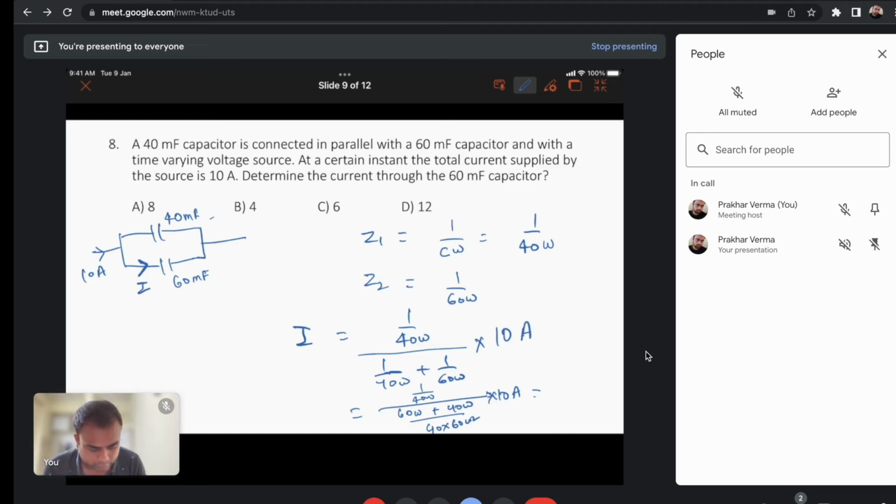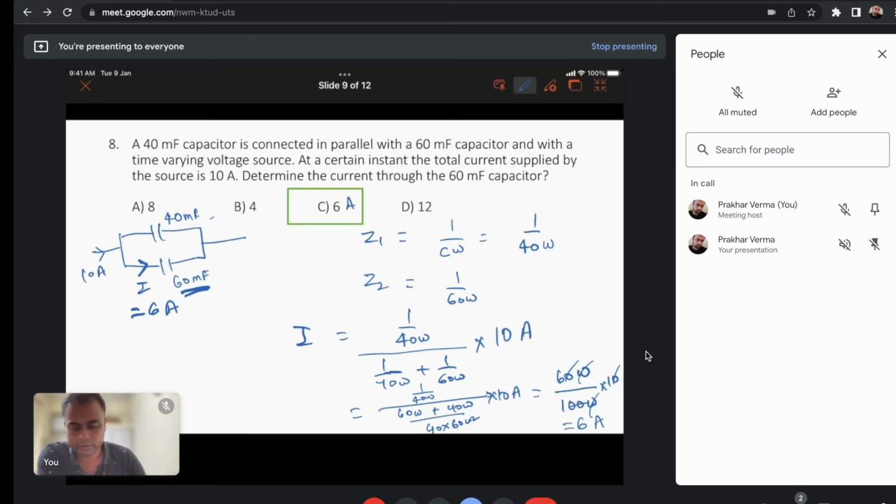So in the denominator we have 100 omega, this goes up, 40 omega gets cancelled, we have 60 omega divided by 10. Omega gets cancelled, these two zeros, 0 and 0, so this simply becomes 6 ampere. So 6 ampere of current should flow through 60 millifarad. So 6 ampere of current is flowing.